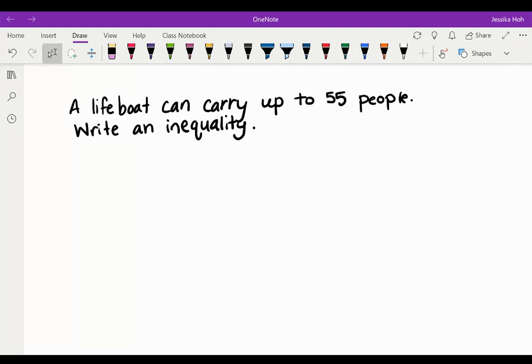All right, here's a real life problem. A lifeboat can carry up to 55 people. Write an inequality. I'm going to start out with L for lifeboat, and then I have 55 people, so I'm going to put 55 on my right. Now decide what inequality sign I need. The lifeboat can carry up to 55 people, which means I can have 55 people or less on my boat. So 55 people or less would be the less than or equal to symbol.